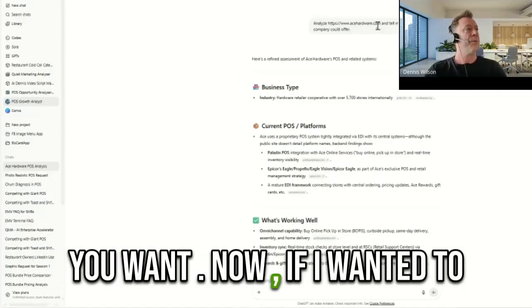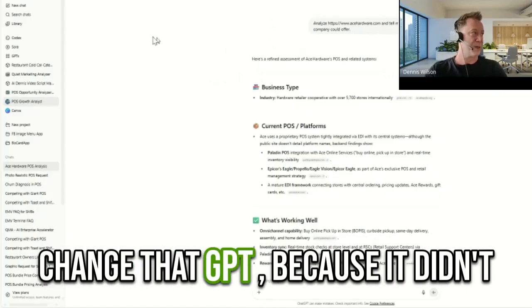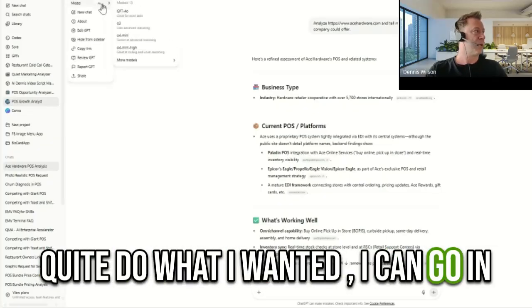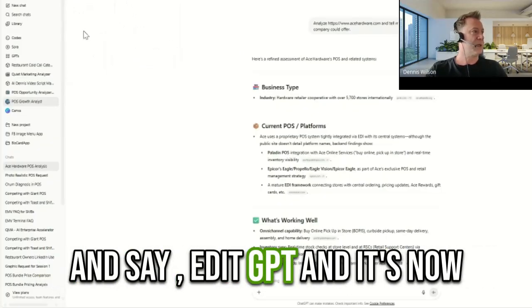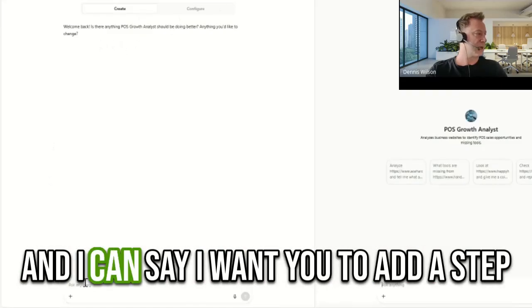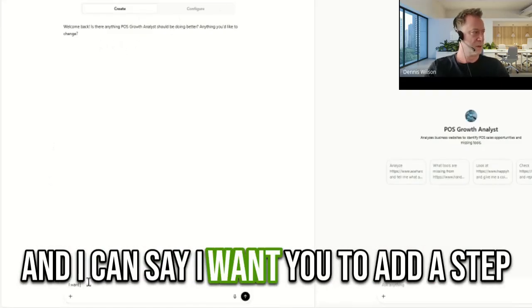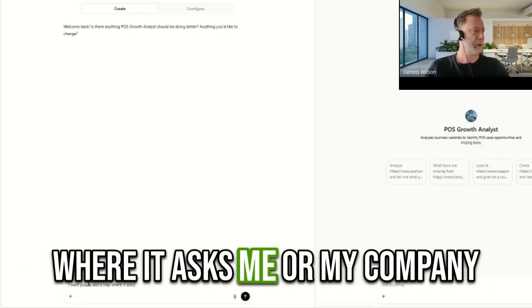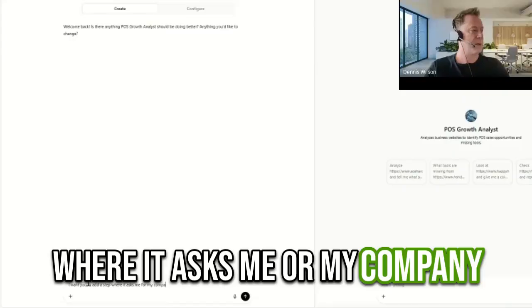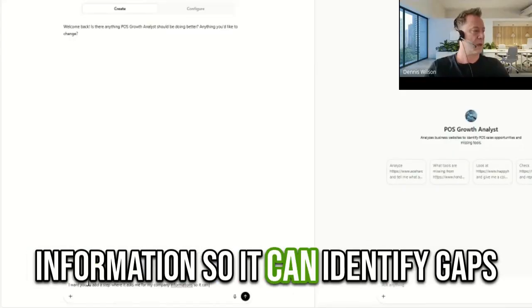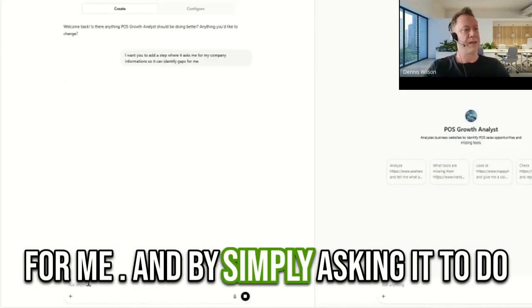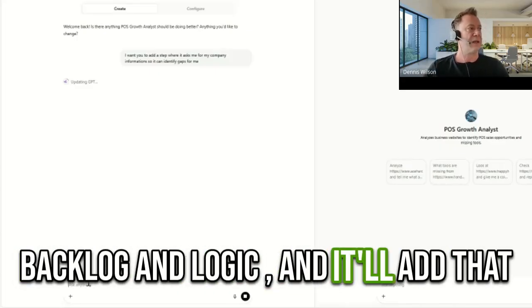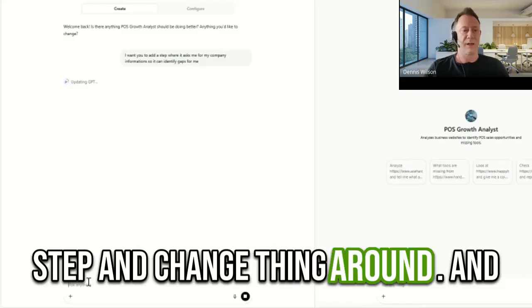Now, if I wanted to change that GPT because it didn't quite do what I wanted, I can go in and say, edit GPT. It's now brought me back to my edit screen, and I can say, I want you to add a step where it asks me for my company information. It can identify gaps. And by simply asking it to do this, it goes and figures out all the back-end logic, and it'll add that step and change things around.